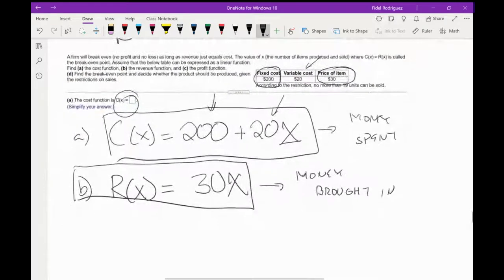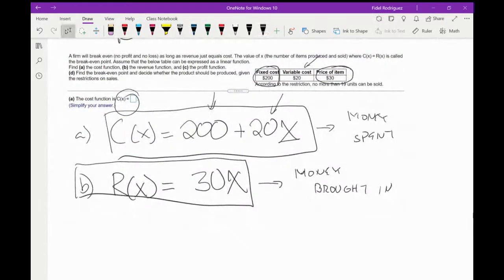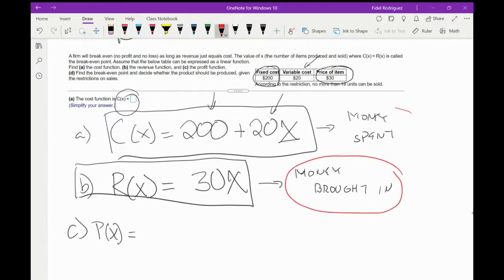Now, there is a third part, and the third part says we're going to find the profit function. Okay, the profit function. So think about what the profit is going to tell me. Profit means whatever money I bring in, I'm going to subtract off whatever money I spent, and that's going to be my profit, whatever I'm left with, right? So how much money did we bring in? We brought in 30x, whatever that happens to be. Then we're going to subtract this piece.